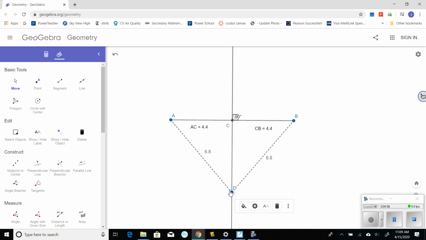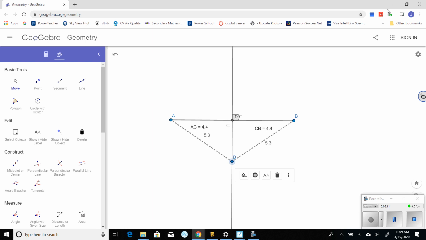6.8 and 6.8, 8.2 and 8.2. No matter where I go along there, it should be the same distance. Any point on the perpendicular bisector is equal distance, or the same distance, from point A and B. So that's our first theorem.